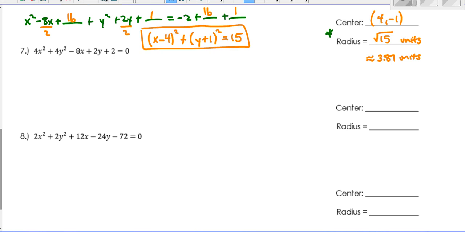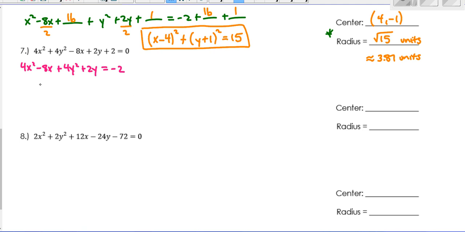Okay, number 7, let's try it again. Maybe try this one on your own or at least get started on it. All right, so we are going to separate our x's and separate our y's. Notice that our x's and y's both have coefficients this time. So we're going to have 4x squared minus 8x plus 4y squared plus 2y, and then we're going to move that 2 to the other side, making it a negative 2.